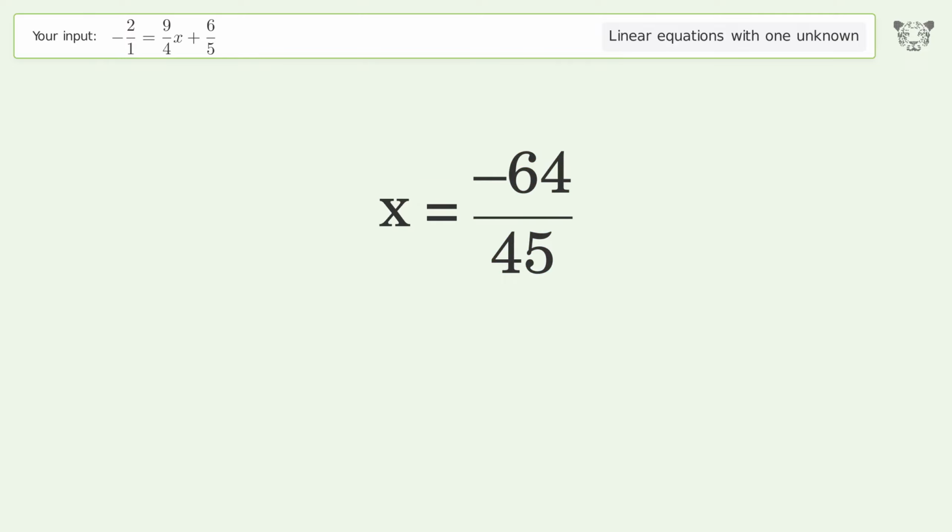And so the final result is x equals negative 64 over 45.